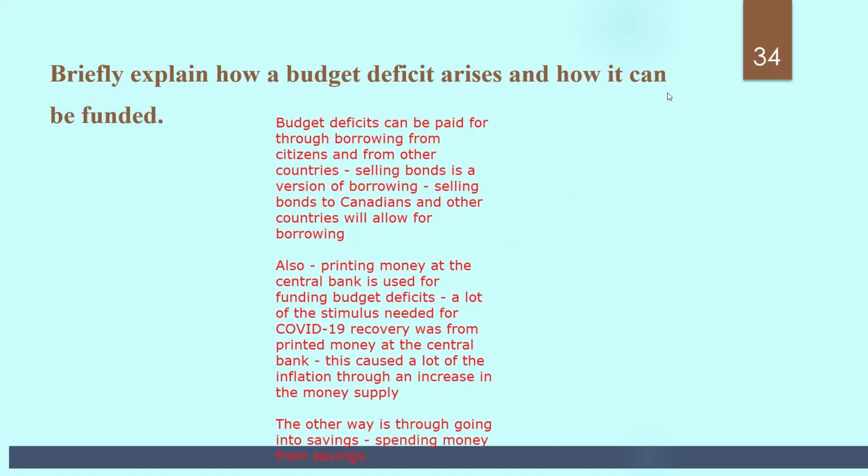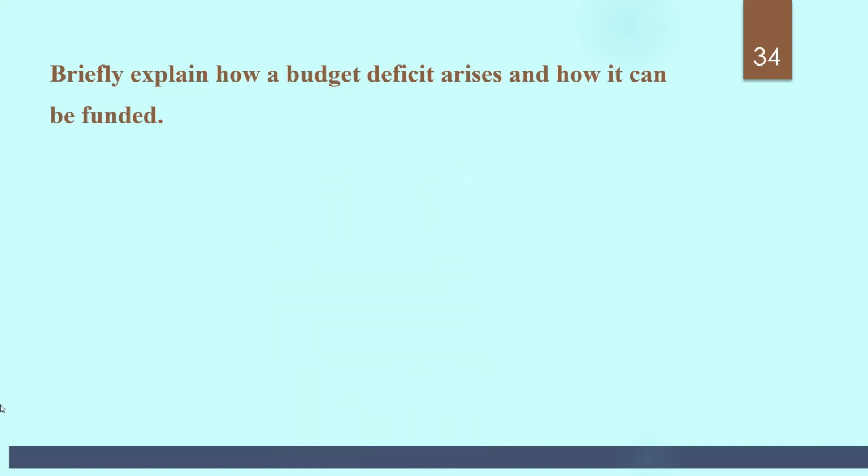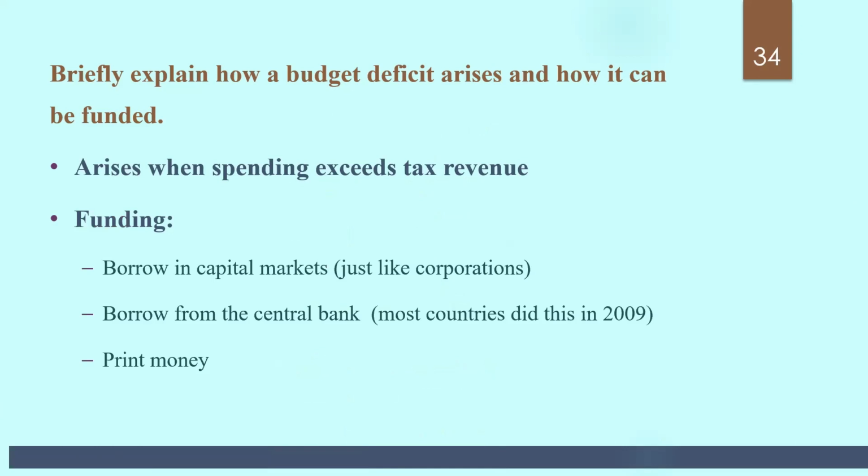But they can only print money to a certain amount because there's just too much inflation that will happen with printing too much money. So yeah, budget deficit arises from spending exceeding tax revenue.